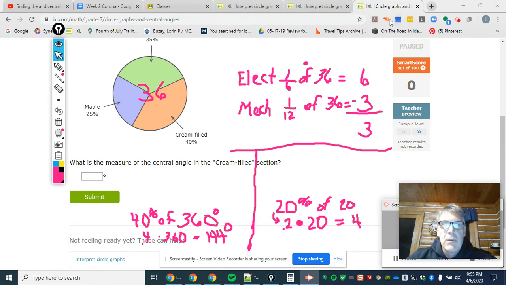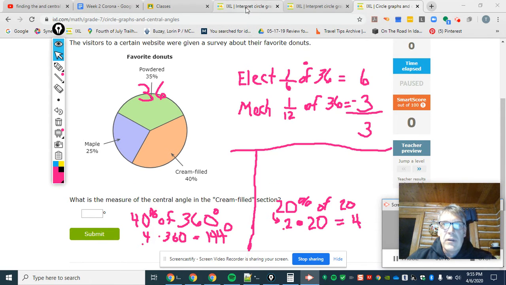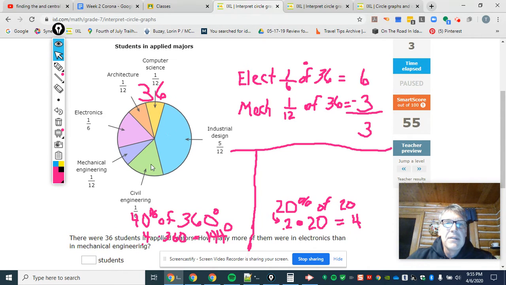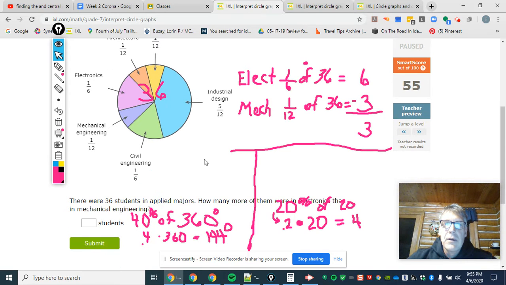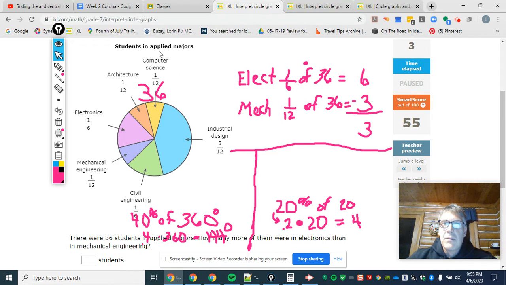There are three types of questions that you're going to see. The first question deals with circle graphs, and what they're going to give you, instead of percents, is fractions. So we have to deal with fractions instead of the percent. If you look at the circle graph, they're looking at the number of students in the applied majors, so how many students are in these majors around the circle.